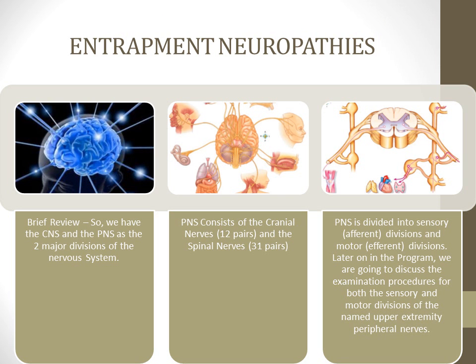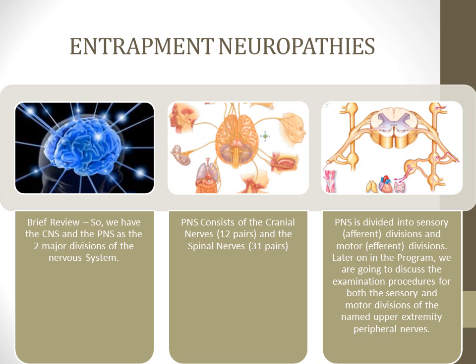So let's review this a little bit. The nervous system, we have two major divisions. We have the central nervous system and we have the peripheral nervous system. The peripheral nervous system consists of 12 pairs of cranial nerves and 31 pairs of spinal nerves, and we're concerned here with the upper extremities, so we're going to be focusing on the cervical spinal nerves and how those cervical spinal nerves then converge to form the named peripheral nerves of the upper extremity.